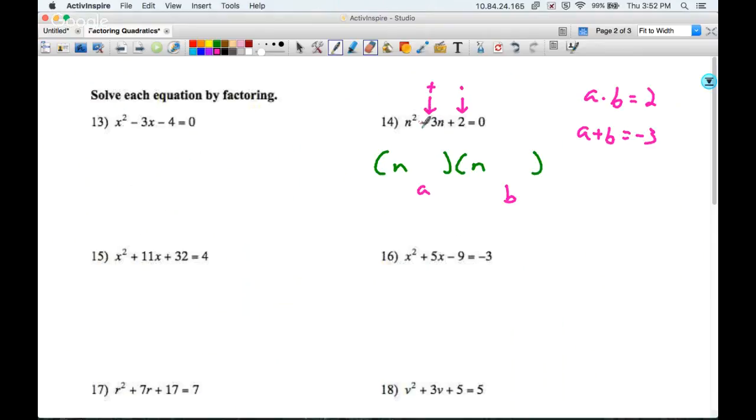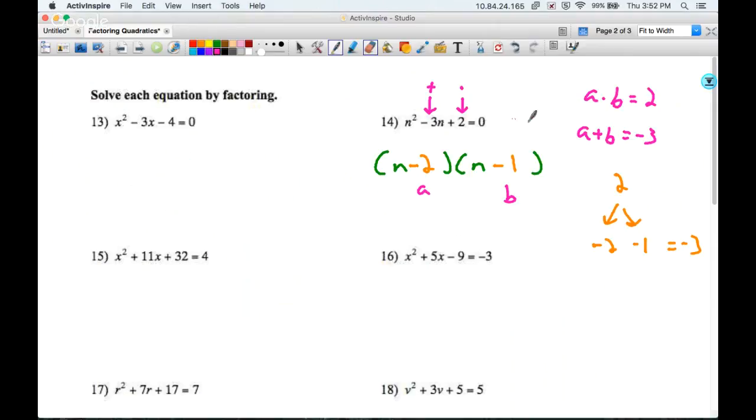Now I notice my b value is negative, yet my last value is positive. The only way that this can work is if a and b are both negative, and that way they multiply to be a positive, but they add to be a negative. So let's try some things out. I've got 2. I can split that into a negative 2 and a negative 1. When I add those together, I do get the negative 3, so that works. N minus 2, n minus 1.